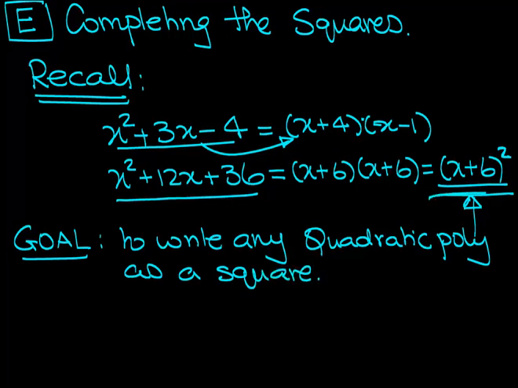And by that I mean something like this. Not every polynomial can be written that way. I just gave you 2 examples. In one case we could factor it, but we could not write it as a square. In the second case we were able to do that. So how do we go about doing that?